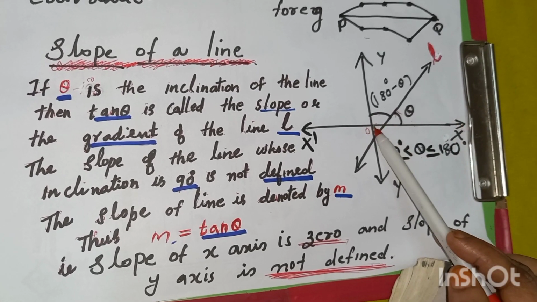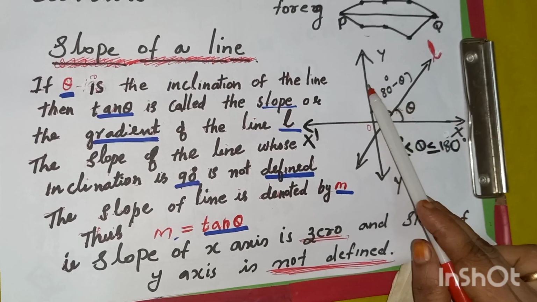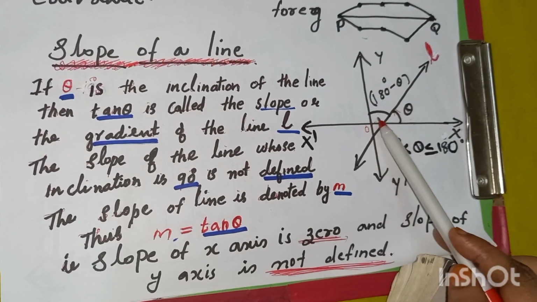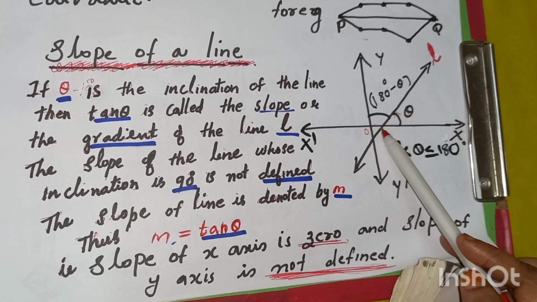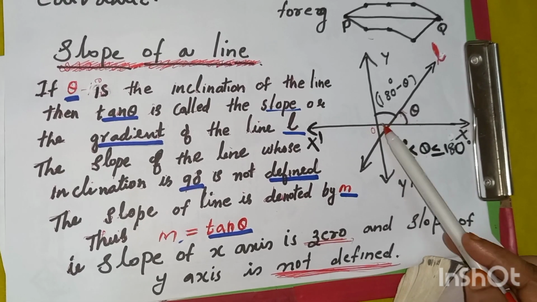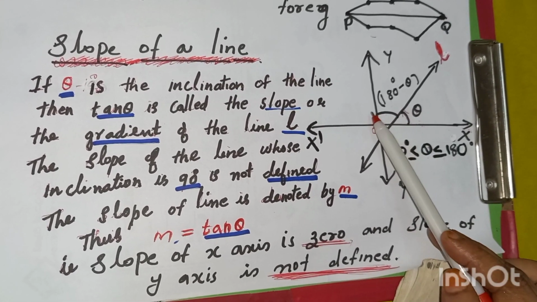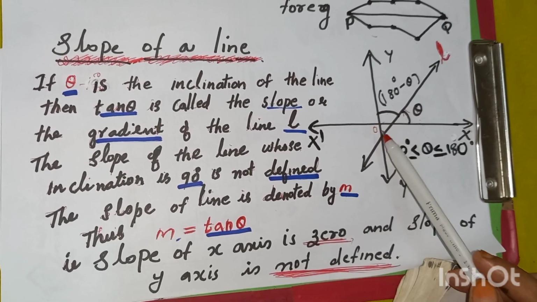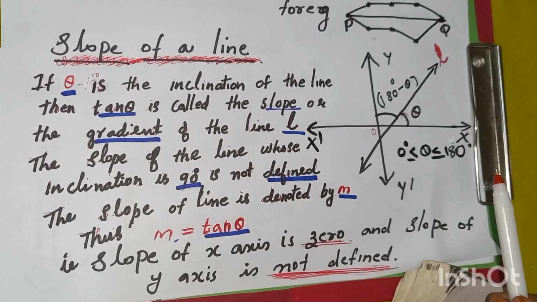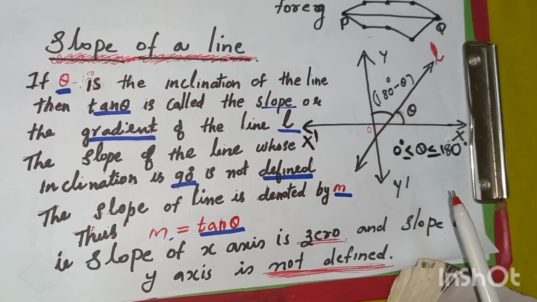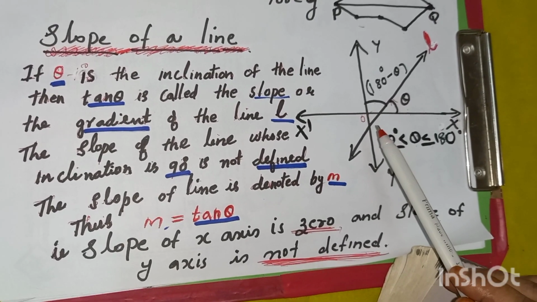The slope of the line whose inclination is 90 degree. This line is perpendicular to the x-axis, the angle is 90 degrees. So its slope is tan 90. Tan 90 is equal to sin 90 divided by cos 90. Sin 90 is 1, and cos 90 is 0. So 1 by 0, so tan 90 is not defined.